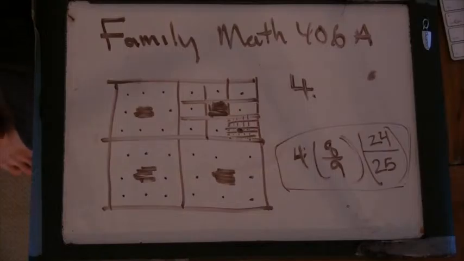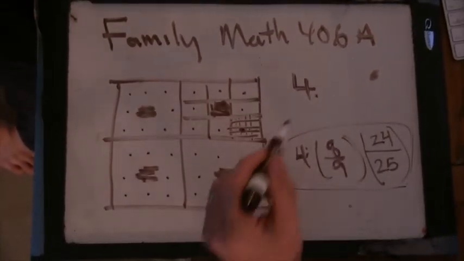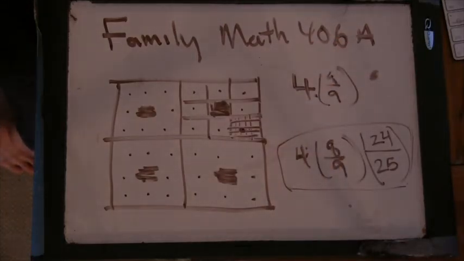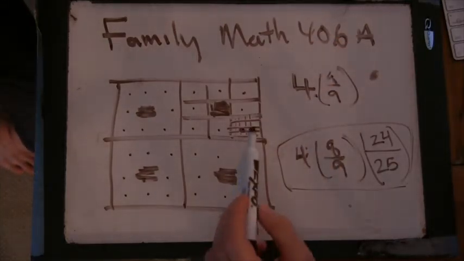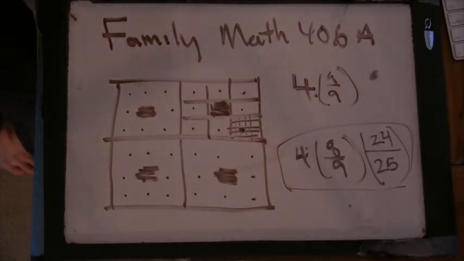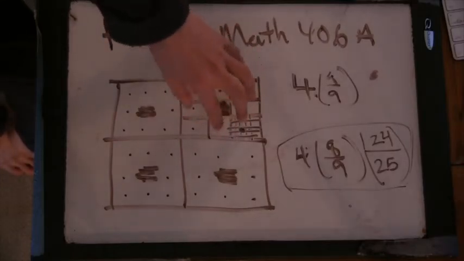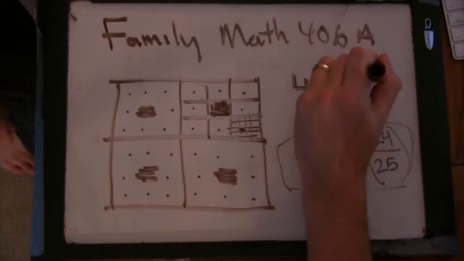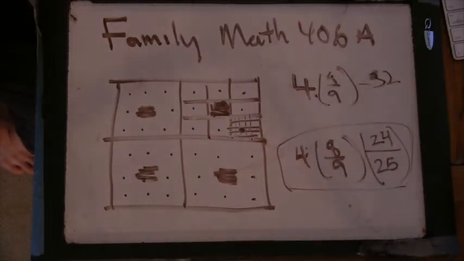So we had to figure out how much we were subtracting from what we had, which was 4 times 8 ninths. How many total dots did we take away at this stage? It was 8 dots in this thing. Okay, and how many were in the whole thing? 32. And so then we just have to figure out how big those dots were.